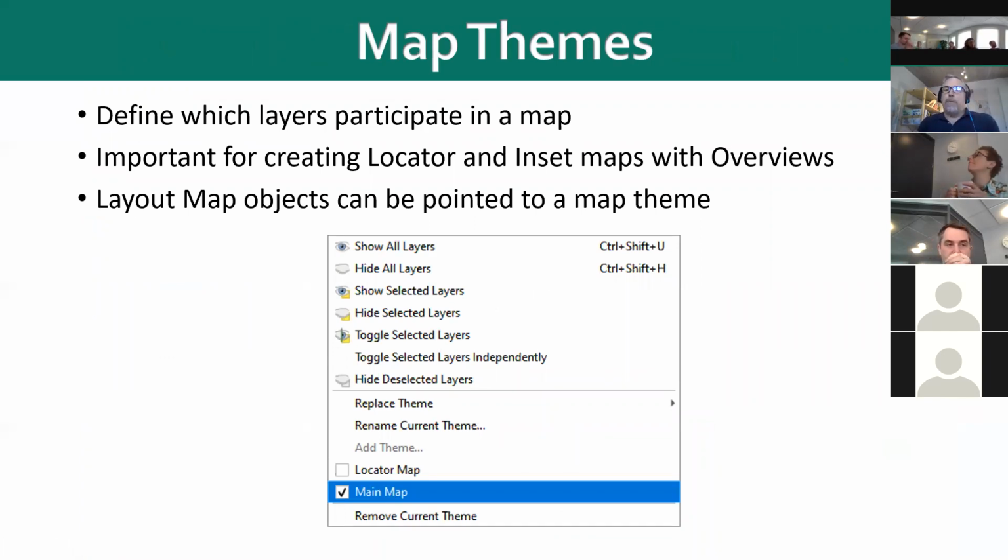So map themes, you have a lot of layers in that project, and map themes basically define which layers will participate in a map, such as Placering i Kommunen. If you choose that map theme, it'll show you just the layers you need to make that overview map. So these are really important for creating locator maps or creating maps of different topics. And when you open up a print layout, you can tie a print layout map to one of those themes, so it filters the map to just that topic.